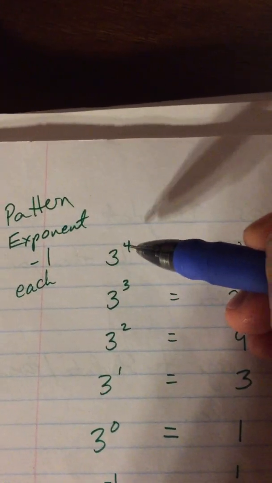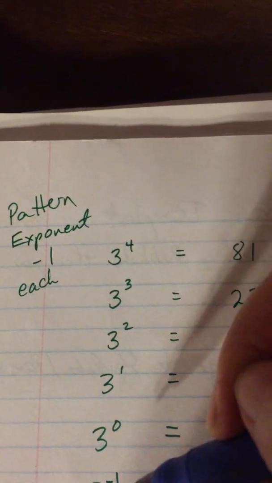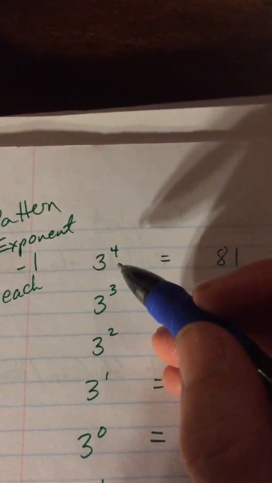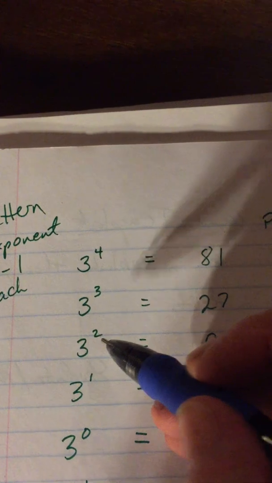You're going from an exponent of 4 to 3 to 2 to 1, 0, and then continuing on, -1, -2, and so forth. But the bases are staying the same. So if you go do the math, 3 to the 4th is 81. 3 to the 3rd is 27. 3 squared is 9. 3 to the 1st is 3.